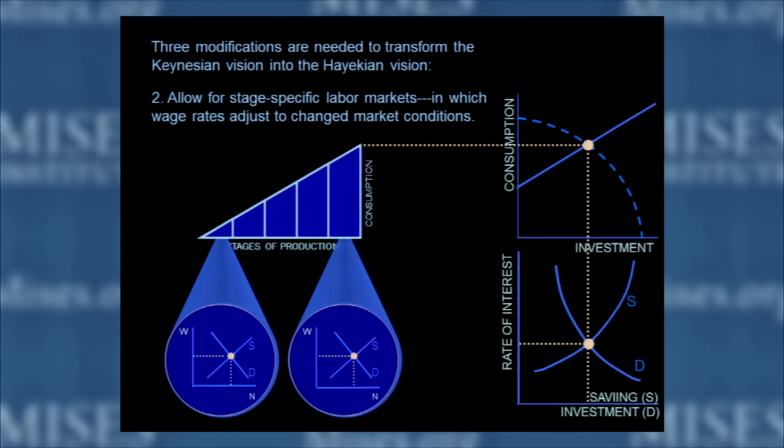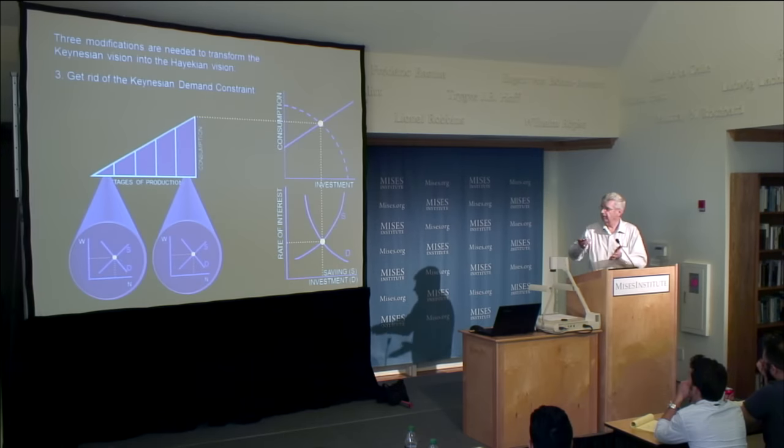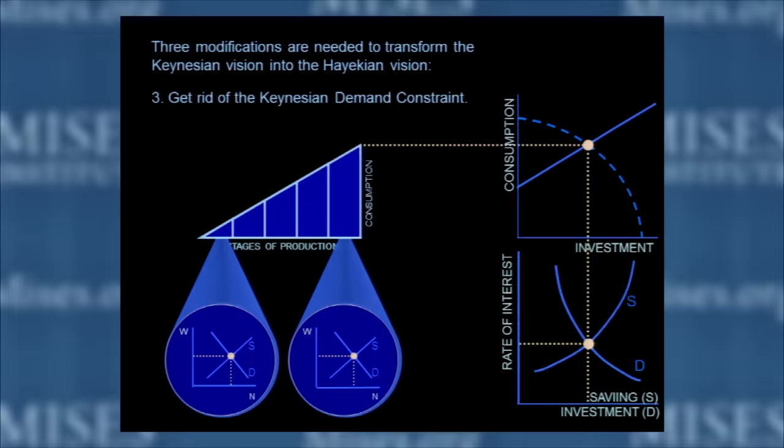Three, get rid of the Keynesian demand constraint. And we can get rid of it because now you've got labor markets that change relative to one another, and you've got a triangle that's going to change shape and not just size. In that case, you can move along the PPF, and if you can move along the PPF, then that so-called demand constraint is out of play. There was a question about how to get rid of it. We'll try this. It's gone.